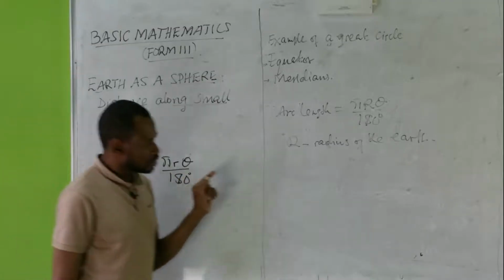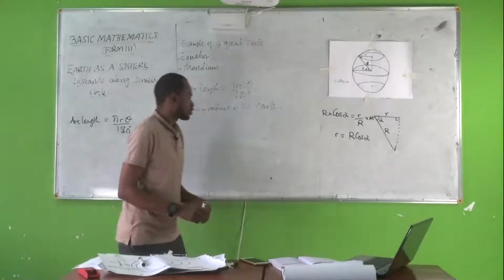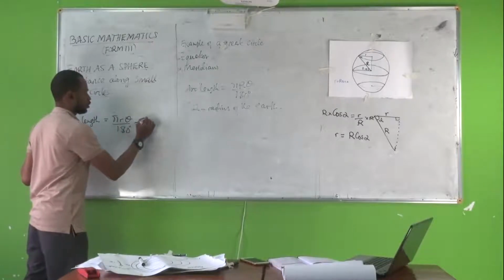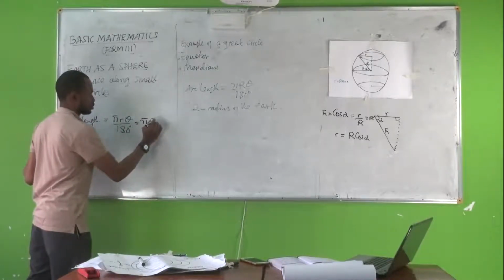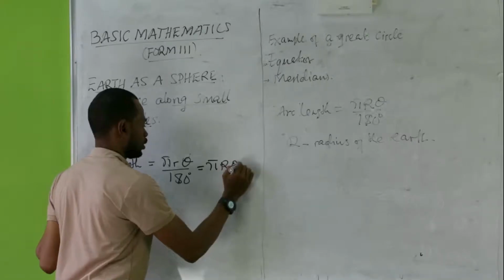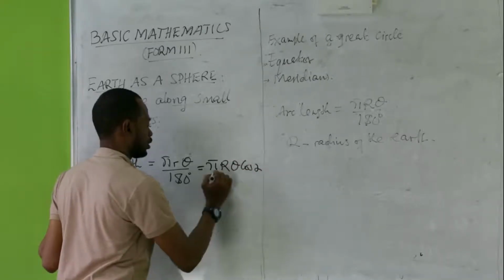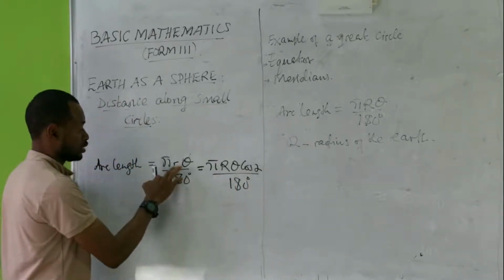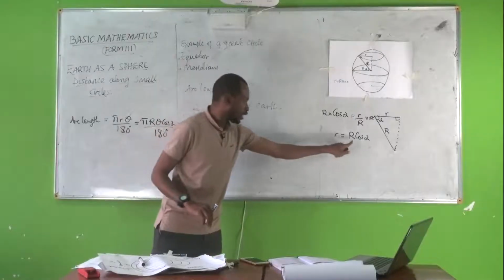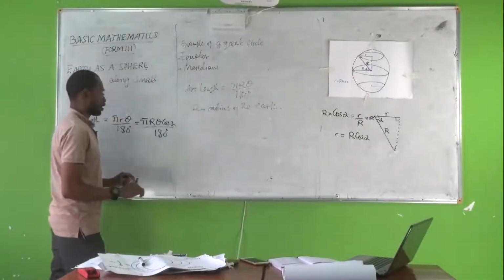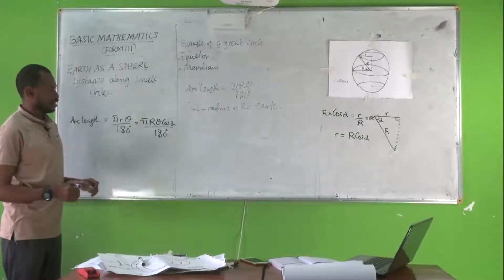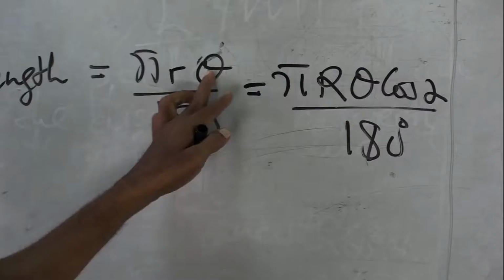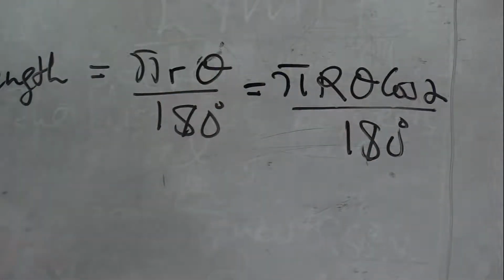So, but what is r? We have said that this r is equal to pi r theta cos alpha, the whole thing over 180 degrees, because we said this r is equal to R cos alpha. So we have to substitute R cos alpha here. The remaining is pi theta over 180 degrees.